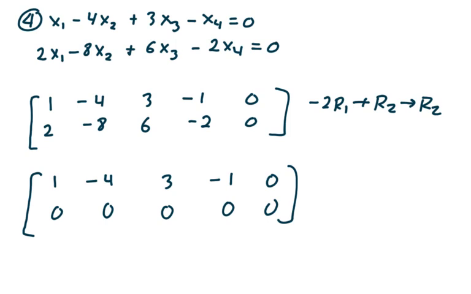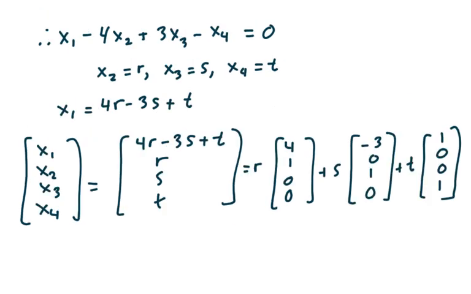And when that occurs, I get the matrix 1, negative 4, 3, negative 1, 0, 0, 0, 0, 0, 0. And I'm done. So notice, x1 minus 4x2 plus 3x3 minus x4 equals 0. That's the only equation I have. So I have 3 free variables.